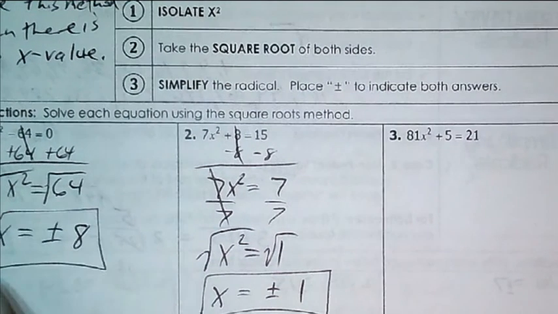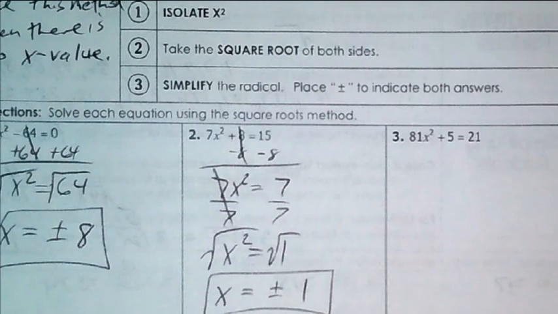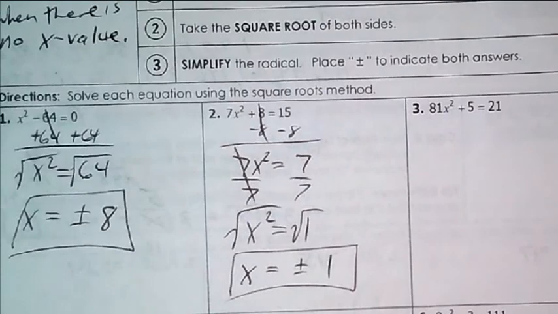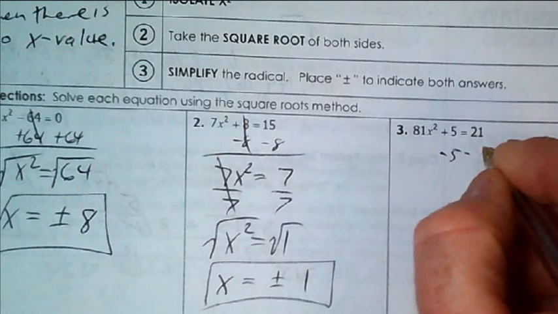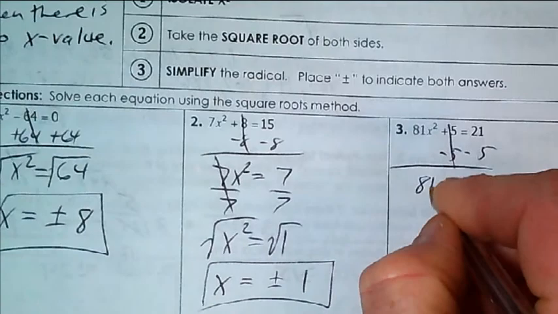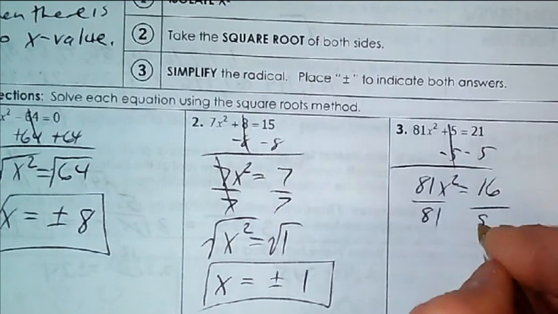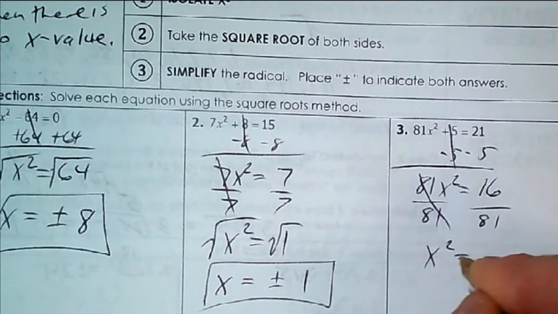Alright, I'm going to pause the video and let you do number 3. Alright, so we're going to subtract 5 from each side. So 81x squared equals 16. Now divide both sides by 81. So x squared equals 16 over 81.